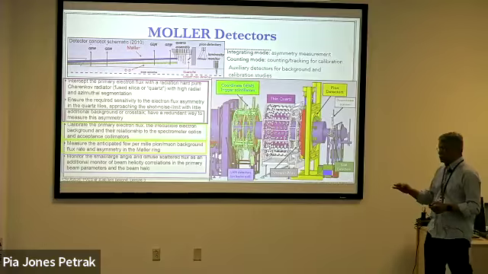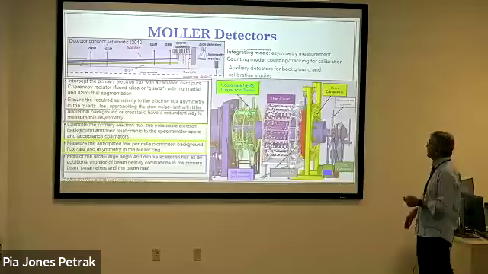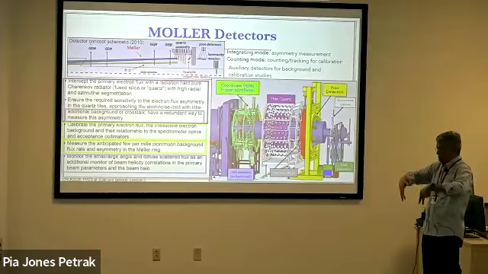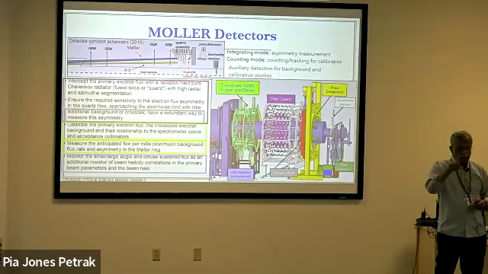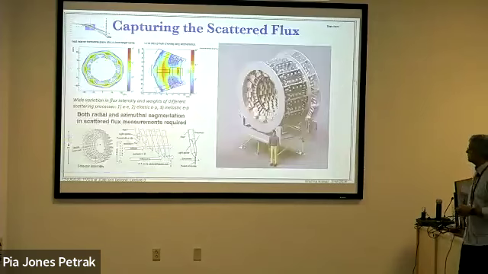And you run the experiment in two modes. The integrate mode is where you take the asymmetry data, but then you put GEMs in and do calibration in counting mode, where you detect individual particles.